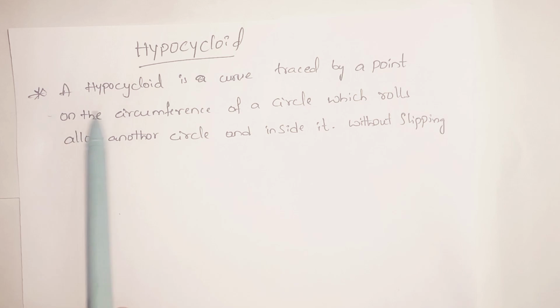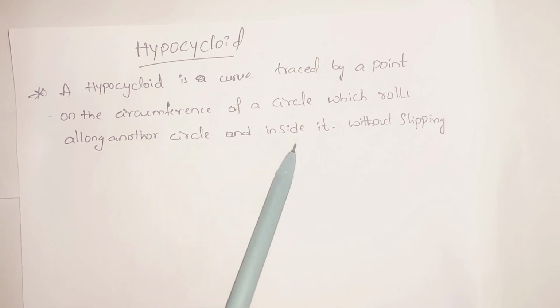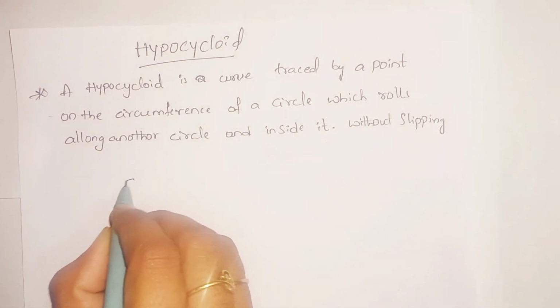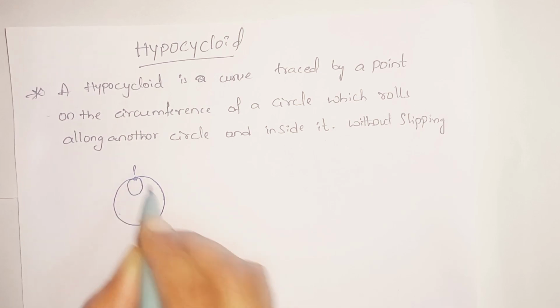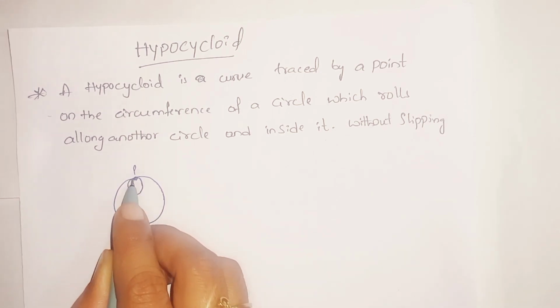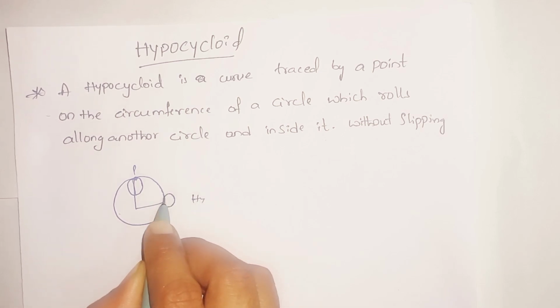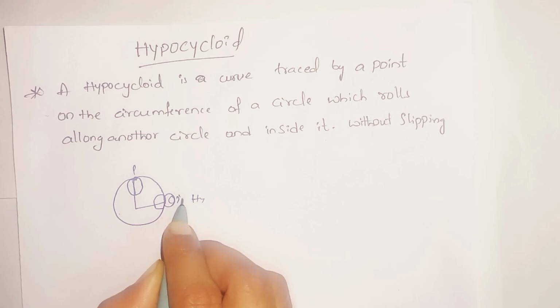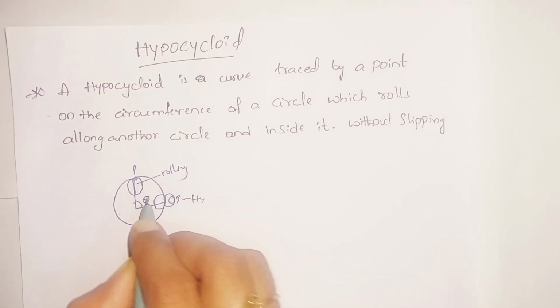So what is the basic? A hypocycloid is a curve traced by a point on the circumference of a circle which rolls along another circle, inside it, without slipping. So a hypocycloid curve is traced by a point P on the circumference inside the circle without slipping. It travels one revolution. This one is the directing circle, and this one is the rolling circle, and we need a theta value.